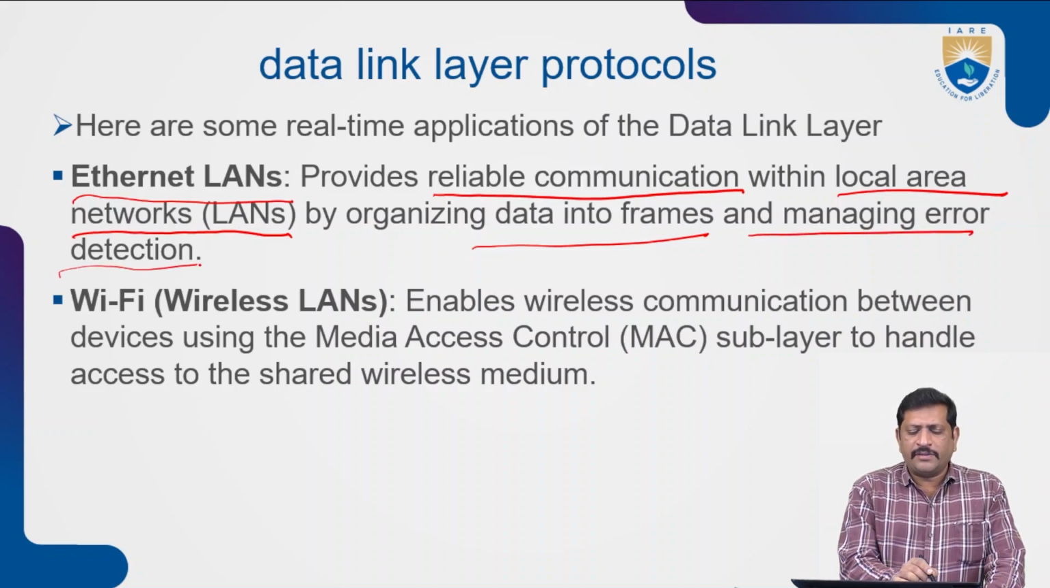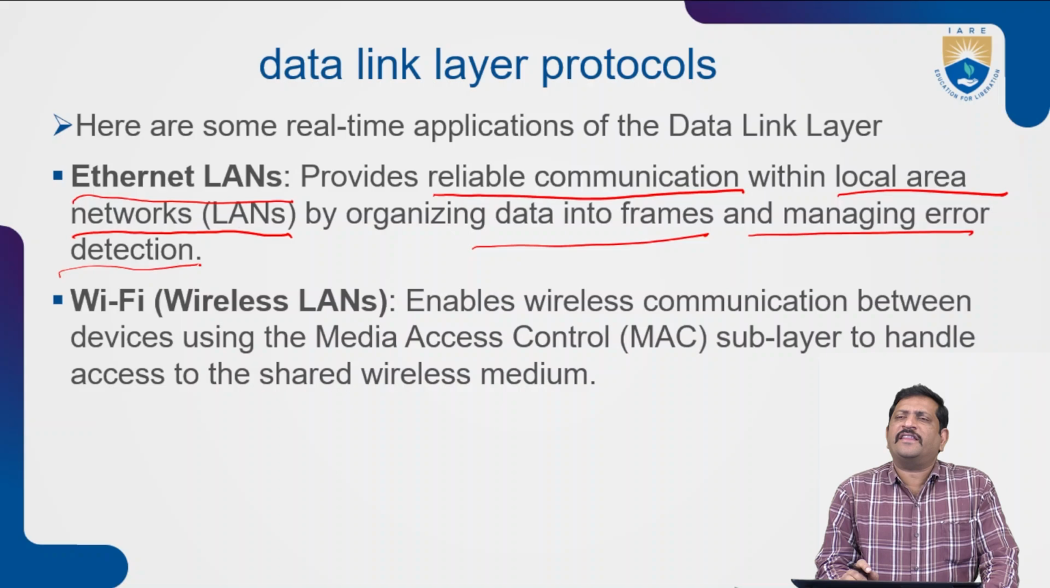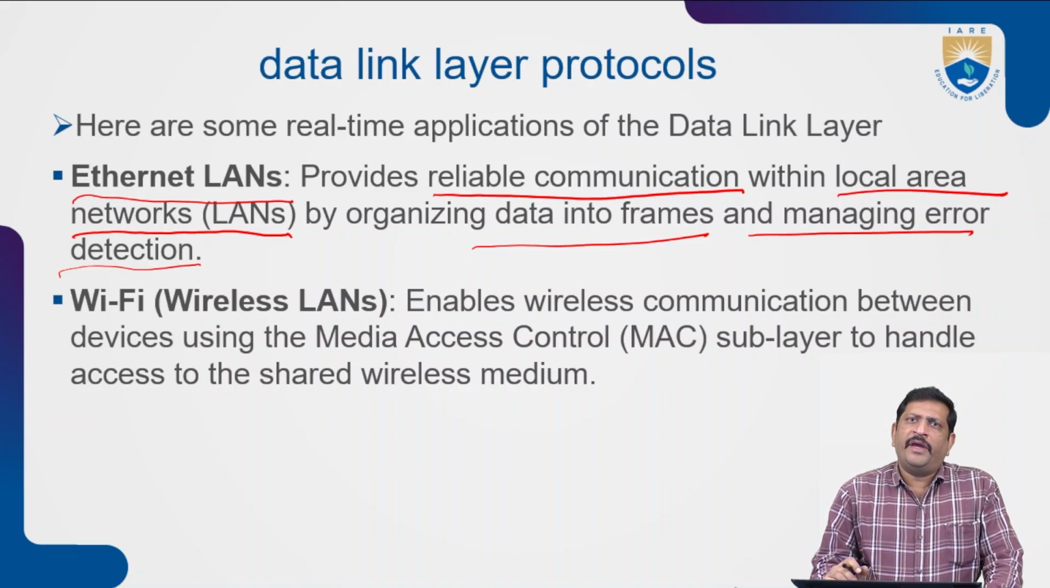Whatever errors are detected should be corrected, and error detection and control are managed for the transfer between two devices over the Ethernet LAN. So this is the data link layer of the protocol. Here we can use the Ethernet LAN for other communication.